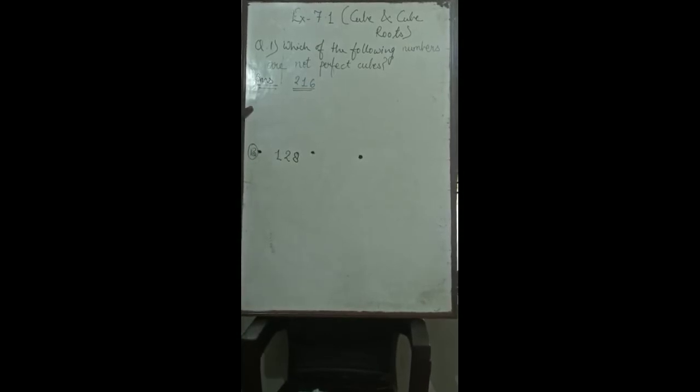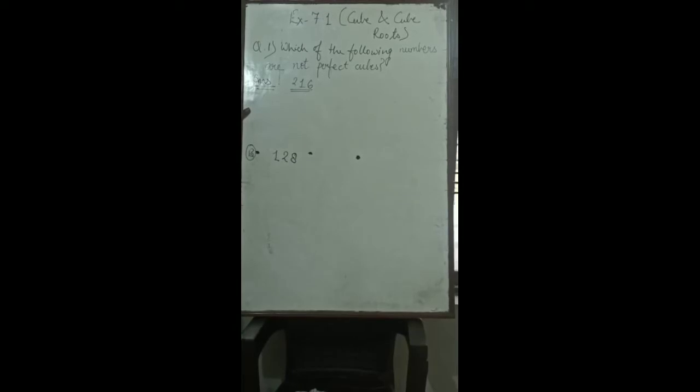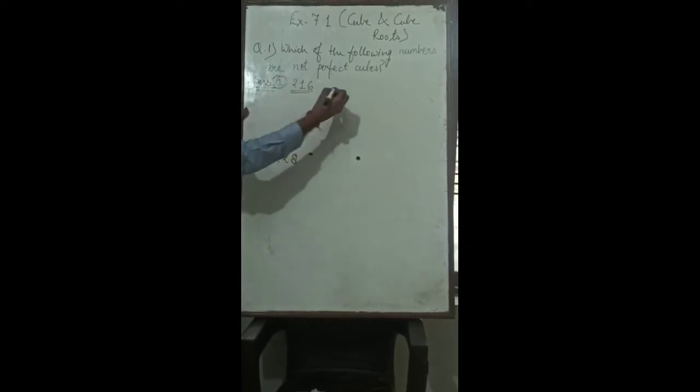Let's see question number 1. In this question, which of the following numbers are not perfect cubes? हमें बताना है कि कौन से नंबर perfect cube नहीं है. Students, I noted a few questions on the board. The first one is 216.